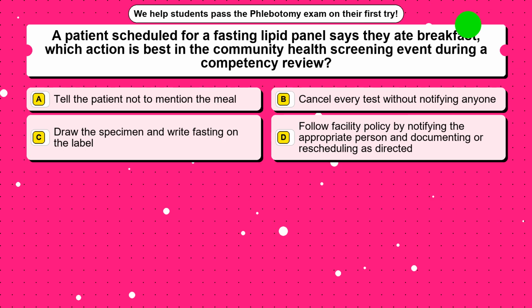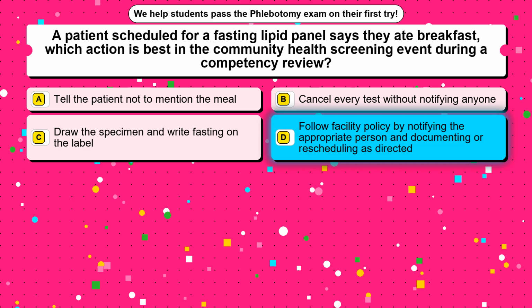Question 72. A patient scheduled for a fasting lipid panel says they ate breakfast. Which action is best in the community health screening event during a competency review? Option A. Tell the patient not to mention the meal. Option B. Cancel every test without notifying anyone. Option C. Draw the specimen and write fasting on the label. Option D. Follow facility policy by notifying the appropriate person and documenting or rescheduling as directed.